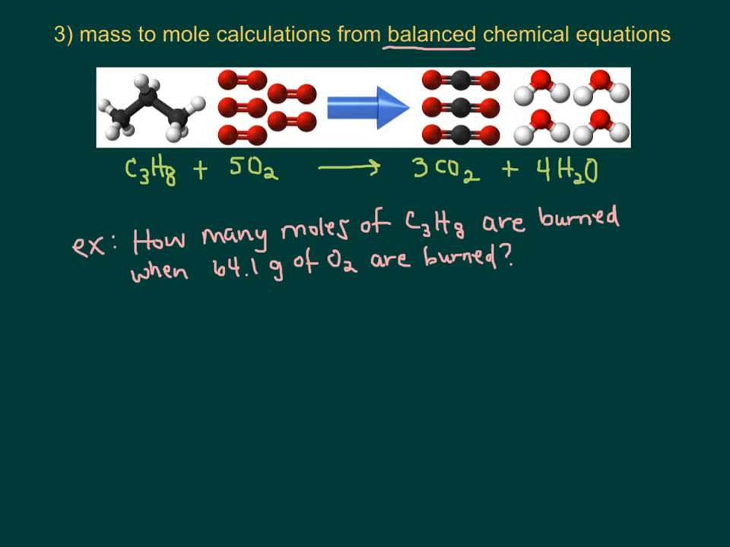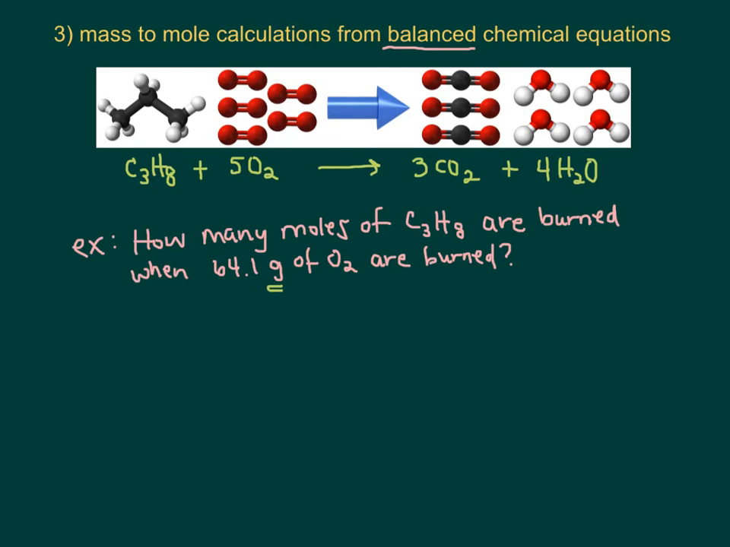So in this question, I'm asking you how many moles of C3H8 are burned, so consumed or used up, when you burn 64.1 grams of oxygen. Now you've got to be careful, and first of all notice that I gave you grams of oxygen, not moles of oxygen. And you need to realize that this number is a mole quantity, not a gram quantity. So your equation's written in terms of moles, but I've given you an amount of O2 in terms of grams.